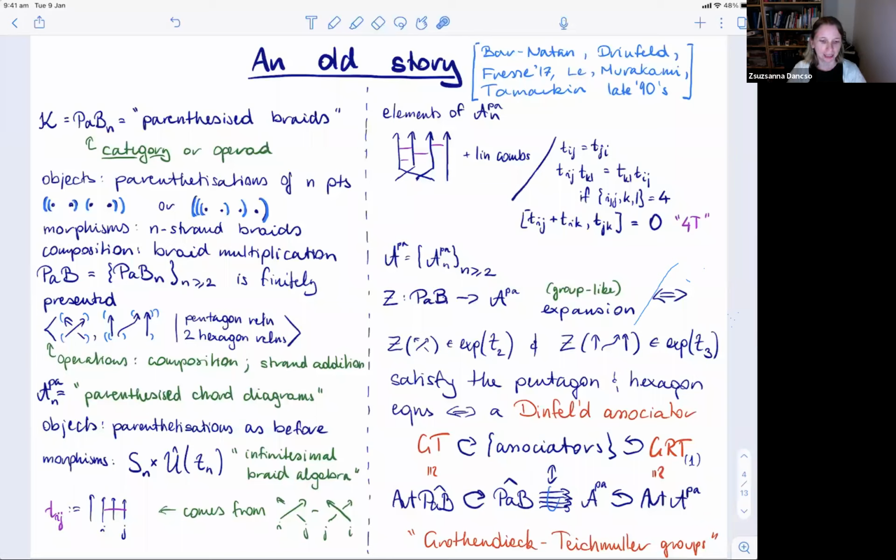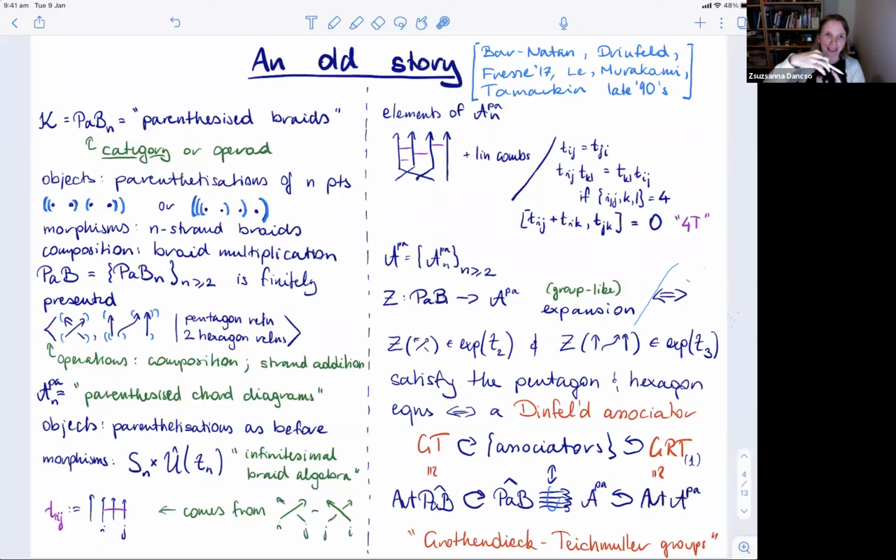So in this case, the set of knotted objects, or the algebra of knotted objects, is parenthesized braids. These form a category or an operad, and on this slide, I'm just going to restrict ourselves to the category point of view because it's a bit more straightforward. So the objects in this category of parenthesized braids are parenthesizations of endpoints. So think of parenthesized braids as a combinatorial enrichment of braids. The objects are parenthesizations, and the morphisms are just n-strand braids.